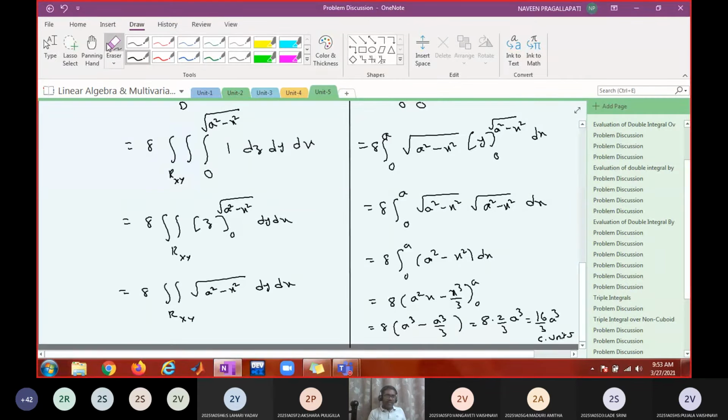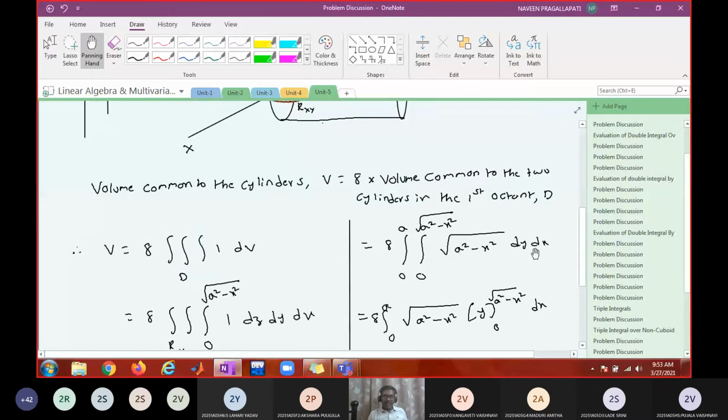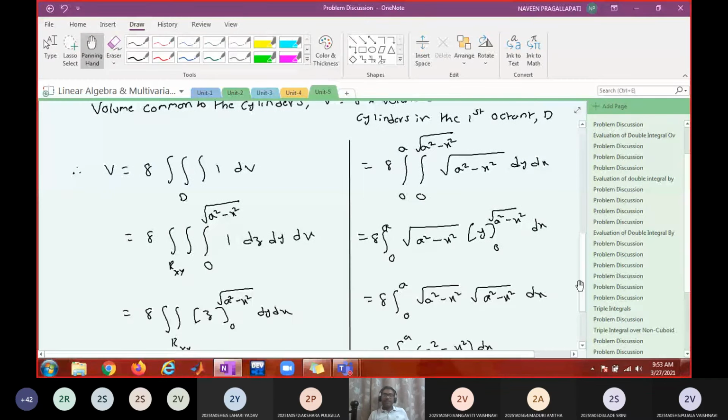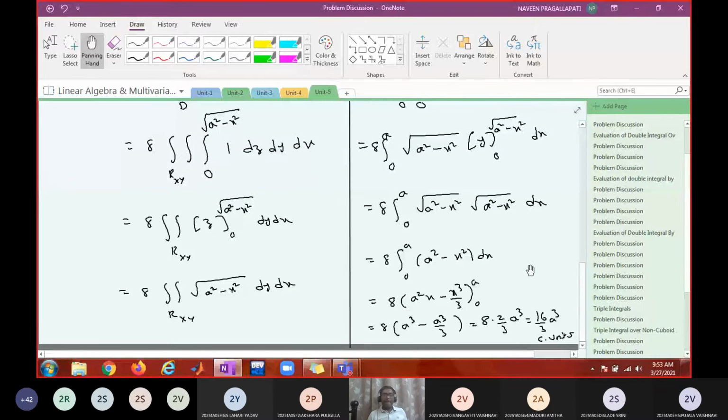So here, instead of writing dx dy, it is better to take dy dx order, because in this order x will be treated as constant. So be careful while writing the order also. If you are writing the order wisely, then integration will be easy. Is this okay?